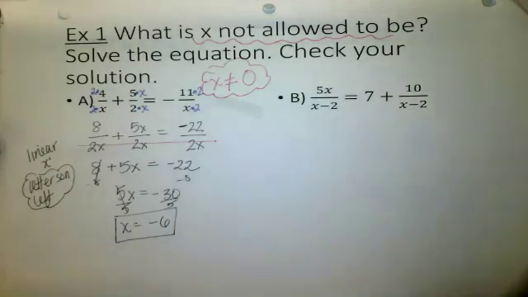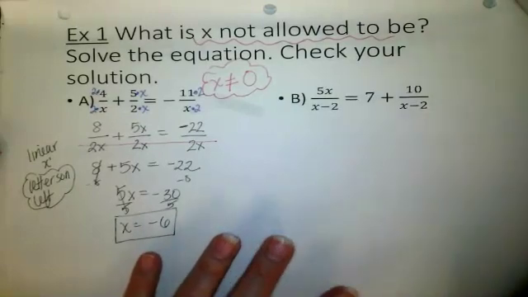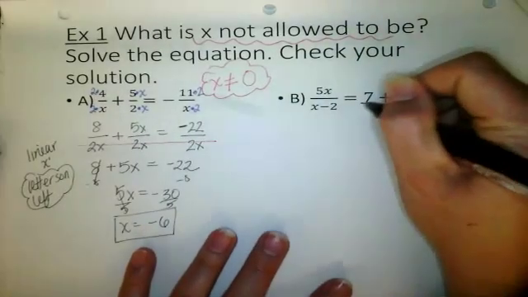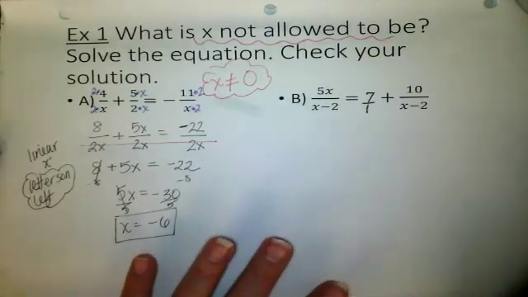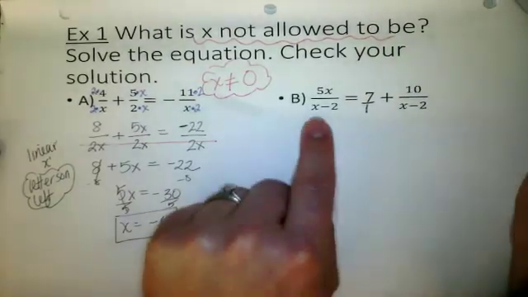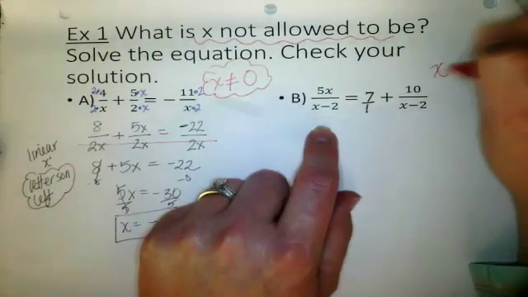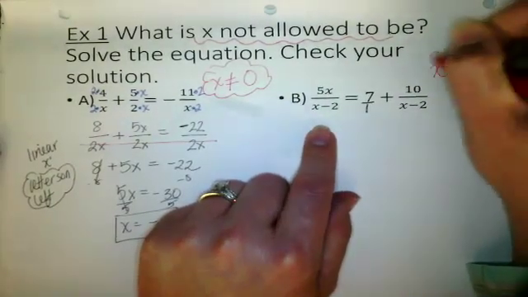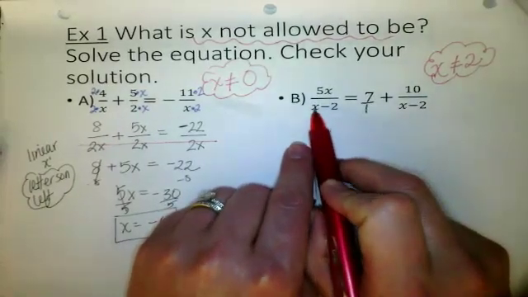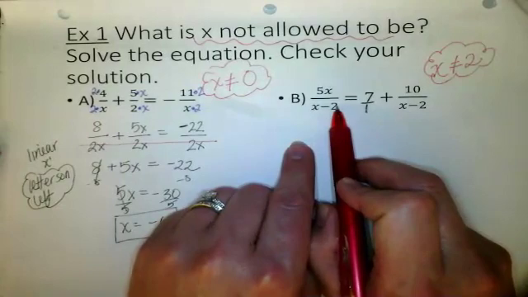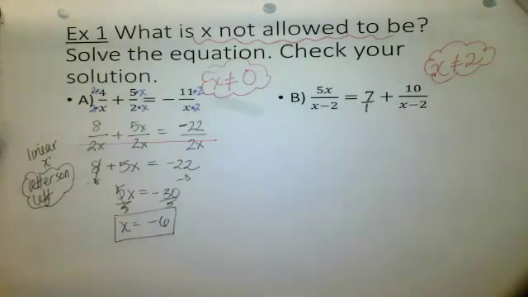Letter B. I want everything to be a fraction. What should I do to change the 7? Put a 1 under it. Yes. Make things turn into fractions so that we can compare the denominators. Now, x minus 2. What is x not allowed to be? X cannot equal 2. Why? Because 2 minus 2 would be 0, and that's not allowed. Okay, so right off the bat, I know x is not allowed to be 2.